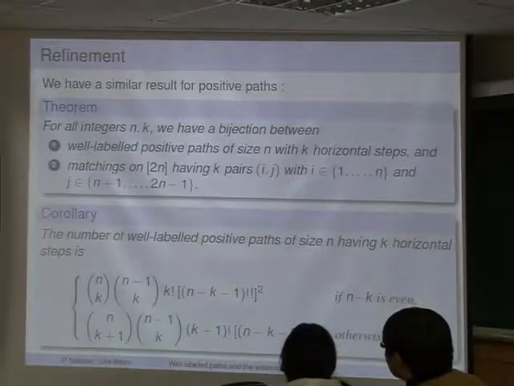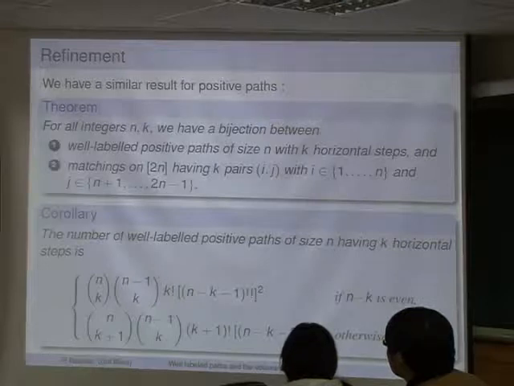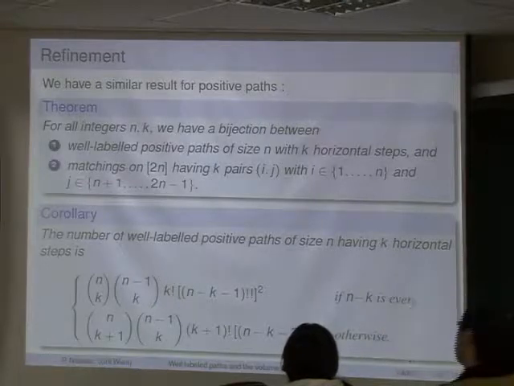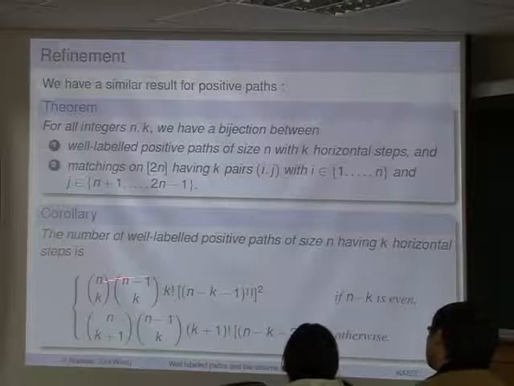You can do the same with positive paths. It's a bit more complicated. You have to modify the notion of single leaves, a slight modification, but it works the same way, and you have a very similar expression for the number of paths with a given number of horizontal steps.